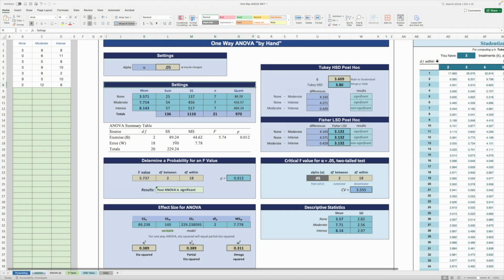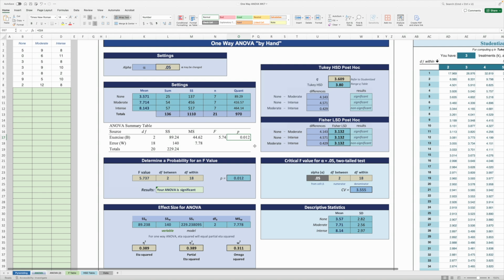Okay. We can see our degrees of freedom. We can see the source, the between and within. There's our sum of squares. The mean square is sum of squares divided by degrees of freedom. The F value is the mean square between divided by mean square within. It is a 5.74. That means there is 5.74 times more variability between than there is within. And that associates with a probability of 0.012, which means that we can interpret these findings.